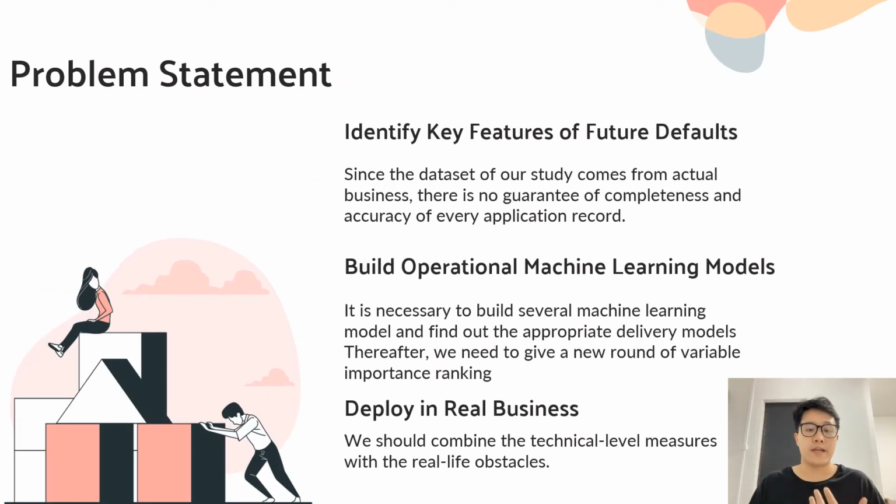In order to make the report clearer, we list these 3 problems we solved in this research. The first is identifying key features of future defaults. The second is building operational machine learning models. And the last, which is also the most important, is that we need to apply these models in real business. That is all the information for my part. My teammates will introduce further to you.